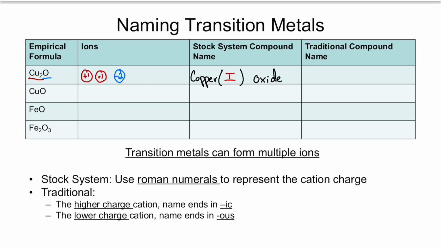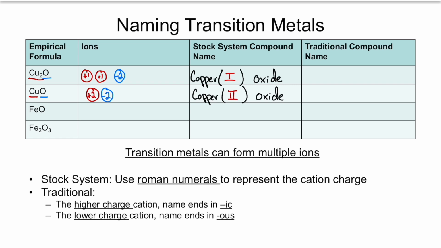Same kind of process for CuO. Again, Cu is copper. It's going to need some Roman numerals to indicate its charge. O is oxide. But this time, the formula says I have one copper ion combining with one oxide. Well, we said oxide forms a -2 ion. In this case, if it's a 1-to-1 ratio, the only way for those charges to add up to 0 is if copper is a +2. So copper, Roman numeral 2.